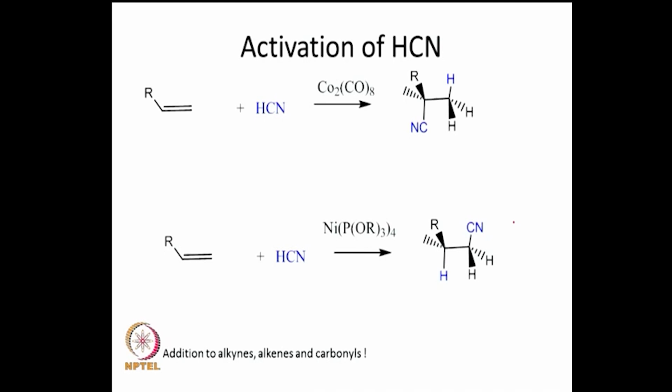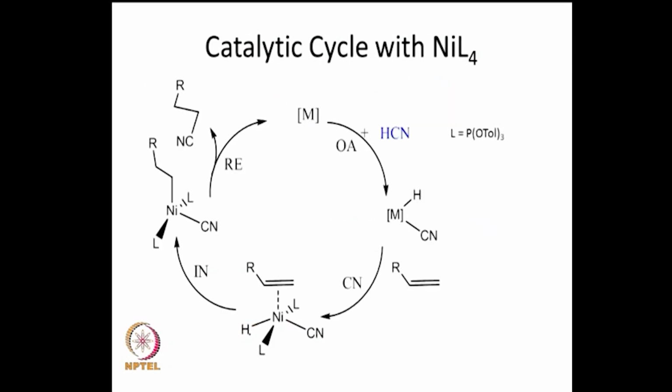But the interesting fact is that if you use dicobalt octacarbonyl, you end up with a different regiochemistry. We will take a look at this reaction, which can be carried out with alkynes, alkenes, and even carbonyls. So, you can even add HCN to carbonyls to get a cyanohydrin. So, this is a very useful reaction. You can carry out the addition with a variety of species, and here is a catalytic cycle.